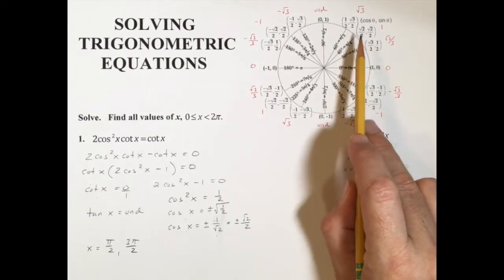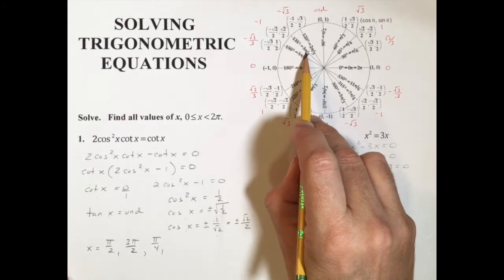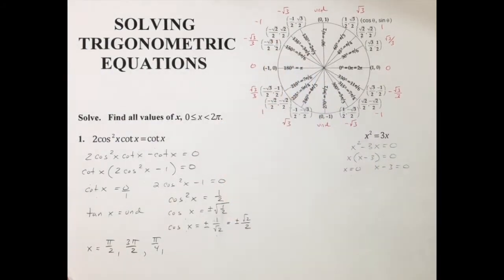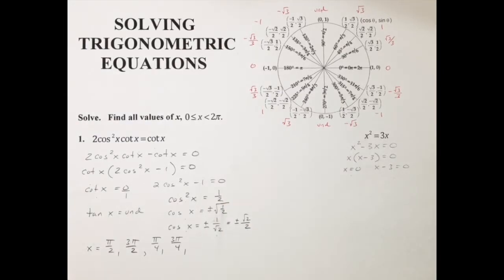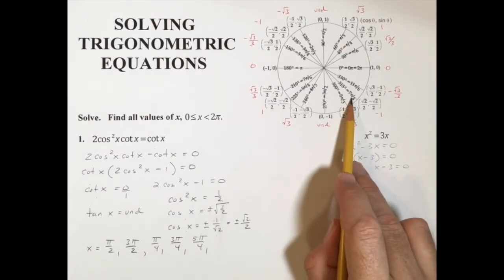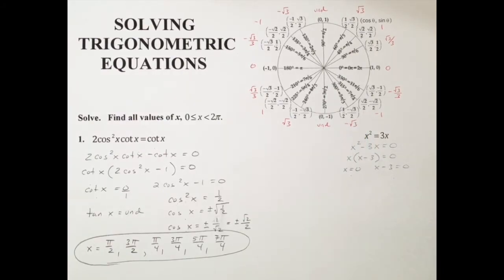Well, pi over 4, cosine of pi over 4 is positive radical 2 over 2. Cosine of 3 pi over 4 is negative radical 2 over 2. Cosine of 5 pi over 4 is negative radical 2 over 2. And finally, cosine of 7 pi over 4 is radical 2 over 2. This trigonometric equation has 6 correct solutions.